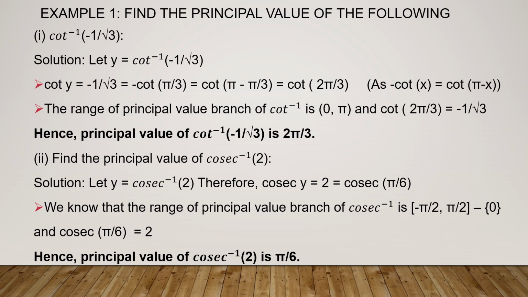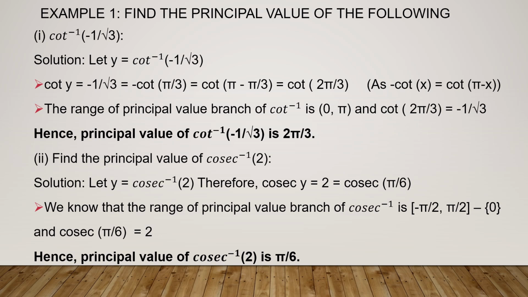Second example, find the principal value of cosec inverse 2. Again same technique, let y is equal to cosec inverse of 2. So cosec y is 2. Now again from the previous table, you know that cosec of pi by 6 is 2.